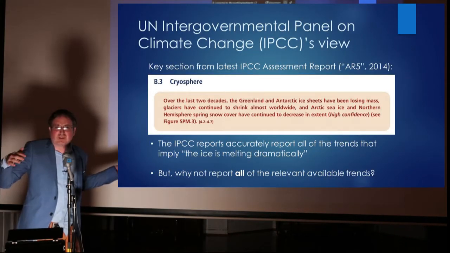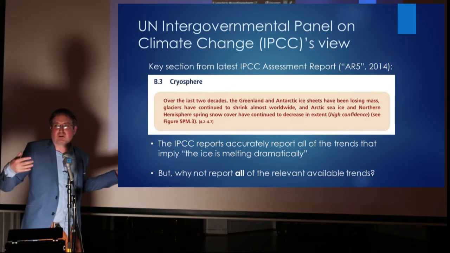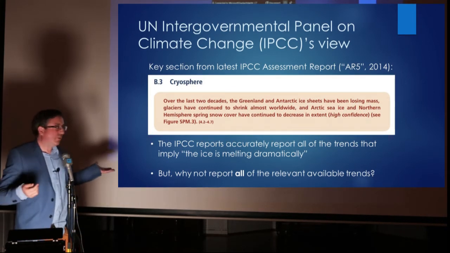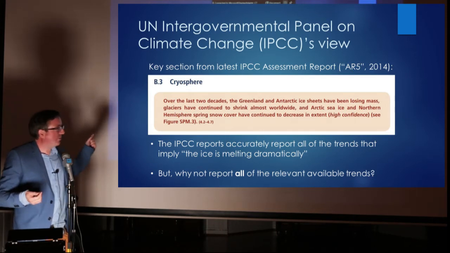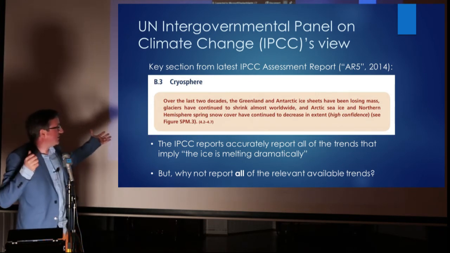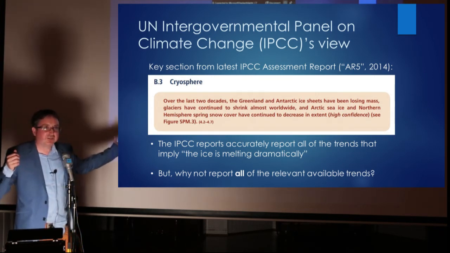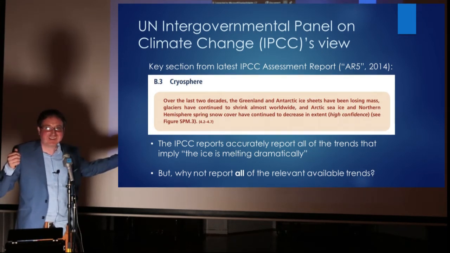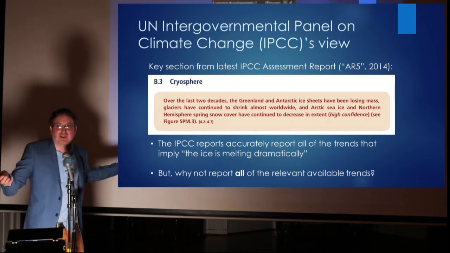Are most of you familiar with the UN IPCC? It's the Intergovernmental Panel on Climate Change, and a lot of people in the scientific community rely upon it for their understanding of what's happening in the climate. What we're finding is that when the trends imply that the ice is melting dramatically, the IPCC is very good at reporting that quite accurately. But we should be looking at all of the evidence for and against if you were to be scientifically rigorous.